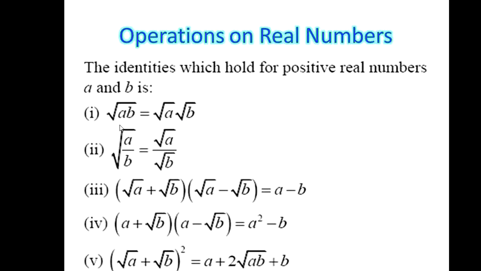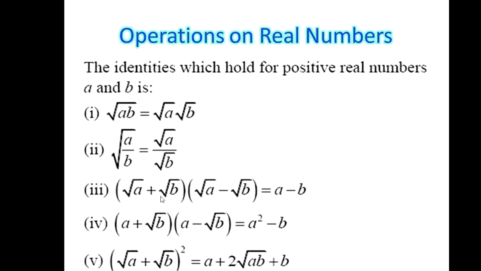Then next is the square root of a by b. So the whole square root of a by b can be written as square root of a divided by square root of b. Okay, this is the second identity. The third one is square root of a plus square root of b into square root of a minus square root of b is equal to a minus b.